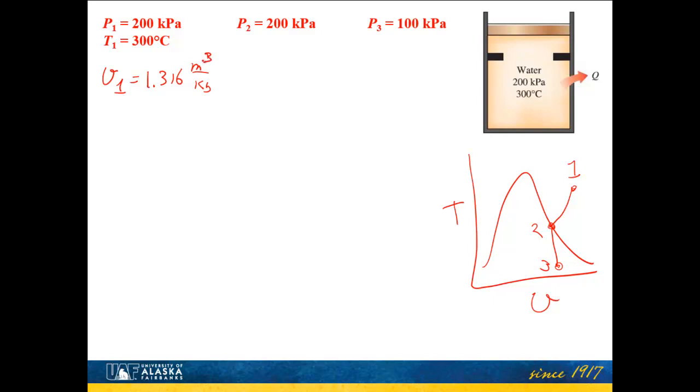Now let's look at where point 2 is. We know the pressure is 200. The volume has decreased somewhat, and now we're at this point here. What we know is we have a saturated vapor. We could write that as x2 equals 1.0. The quality is exactly 1.0. Now if I wanted to determine things such as T2 and v2, because we're going to find all the properties, T2 is going to be the saturation temperature.